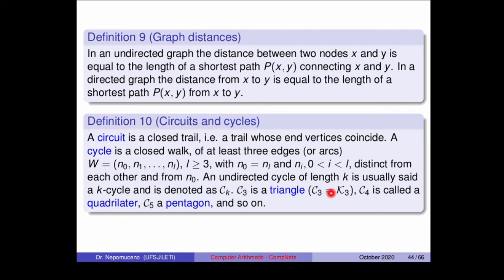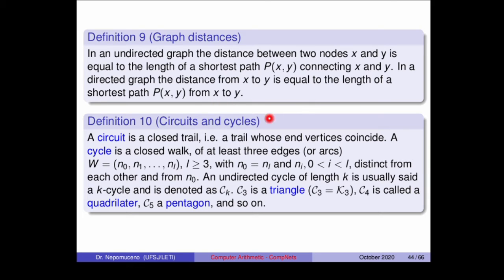Graph distance. In a directed graph, the distance between two nodes X and Y is equal to the length of the shortest path P_XY connecting X and Y. In an undirected graph, the distance from X to Y is equal to the length of the shortest path from X to Y, and it means from Y to X as well.